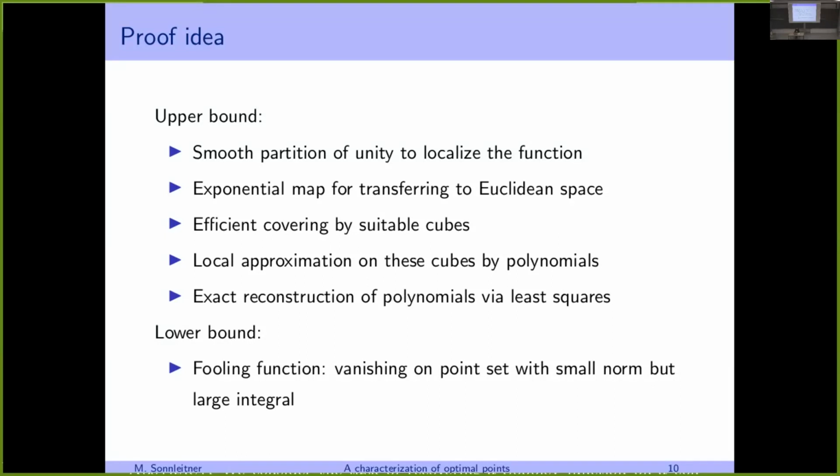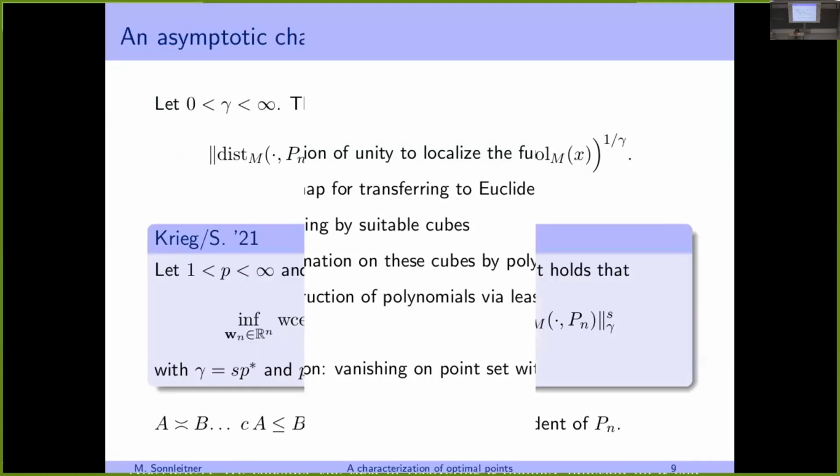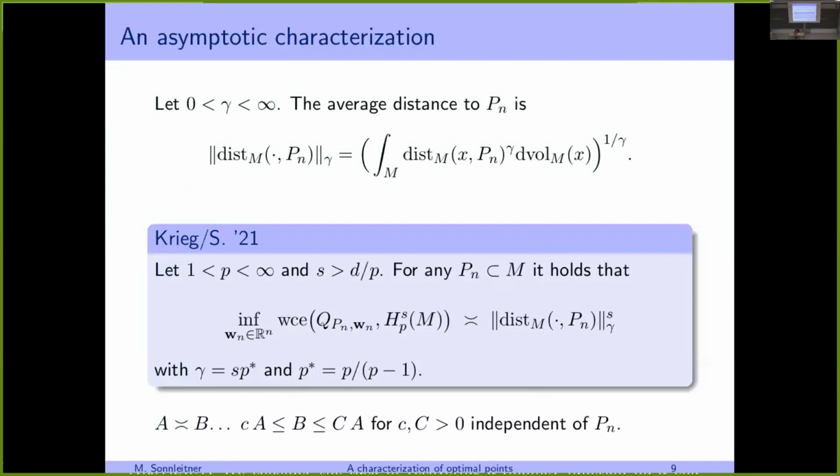Sorry, a quick question. The previous result, was that on any domain or is it just on the sphere? Sorry, I forgot by now. What's the domain? It's any metric, yeah, any compact metric space. It's a manifold, compact manifold. Yeah. Okay. Yeah. Thank you.